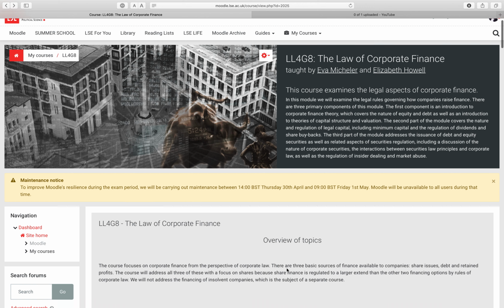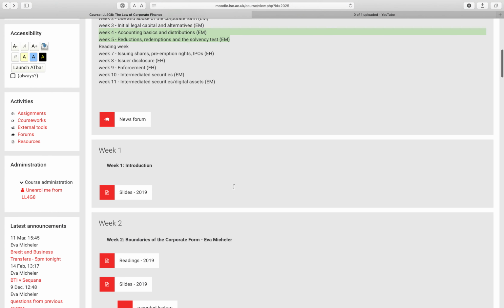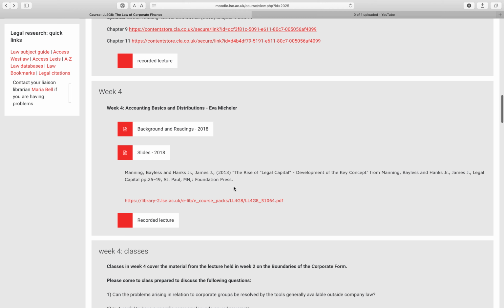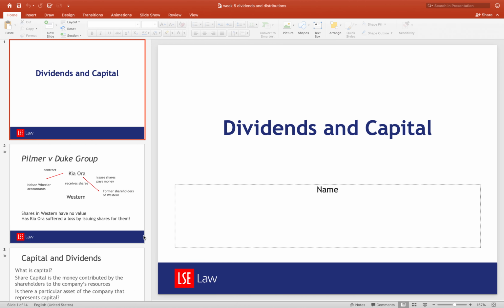So we are now going to look at topics 4 and 5, and these are distributions, so rewarding shareholders, paying return to shareholders, and also reductions, redemptions, and the solvency test. So this is week 4, and we're going to look at the slides for week 4 and the slides for week 5.